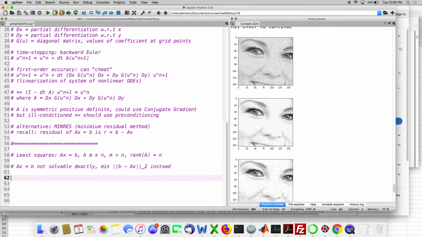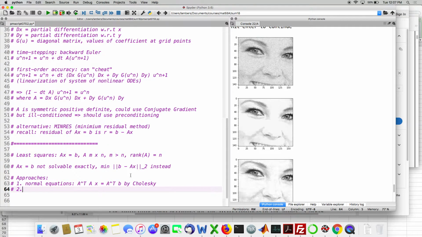And two general approaches to handling this is normal equations. You solve A transpose A x is equal to A transpose b, because now A transpose A is an n by n symmetric positive definite matrix. So for instance, you can use a Cholesky factorization to solve it. So you're back to the square n by n invertible case.